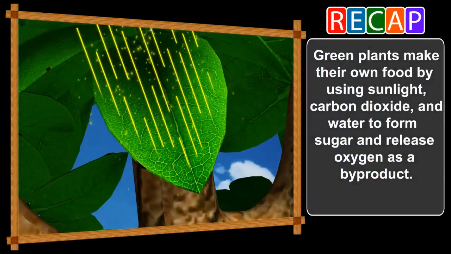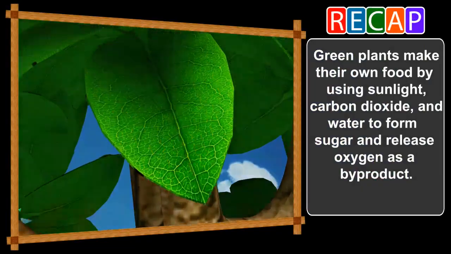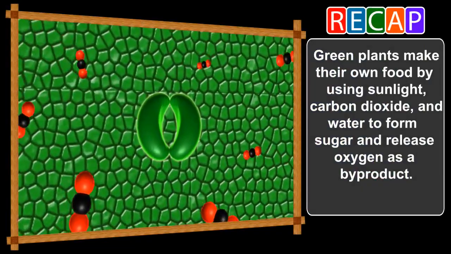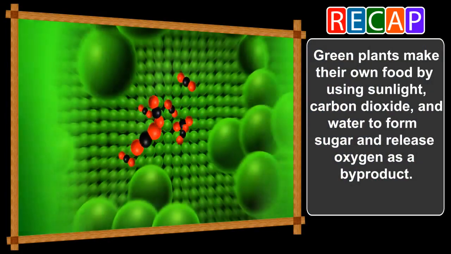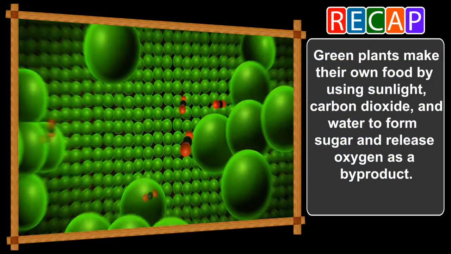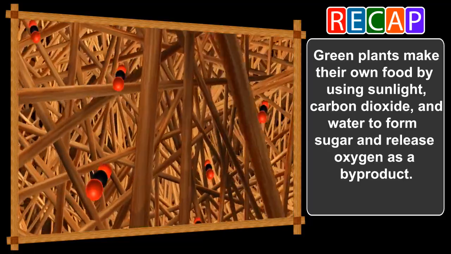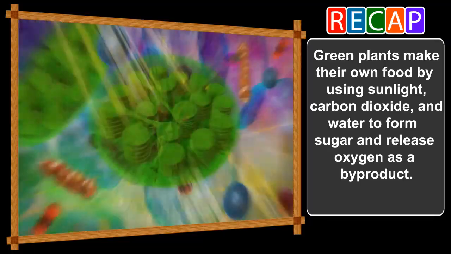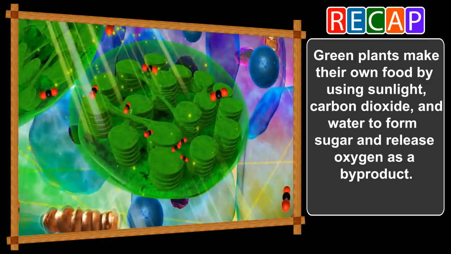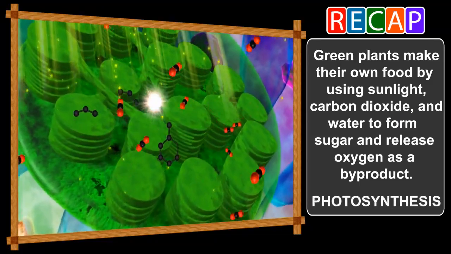Let us recapitulate the facts we have learned so far. Green plants make their own food by using sunlight, carbon dioxide, and water to form sugar and release oxygen as a byproduct. This process is known as photosynthesis.